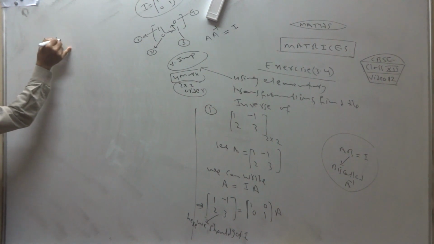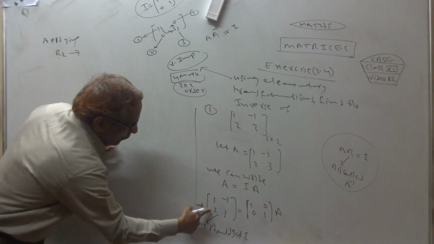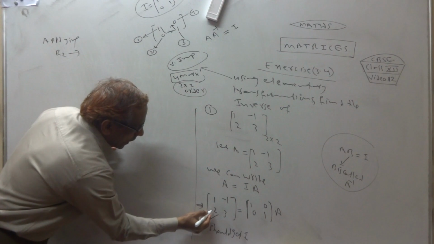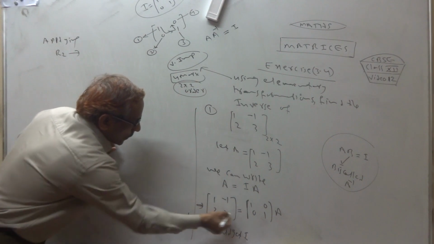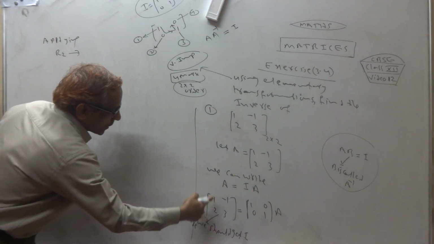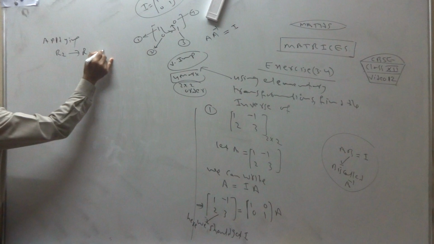We apply this. Because I have to get 0 here. How do I get 0 here? I have to change row 2. So what operation do we take? Row 2 gives row 2 minus 2 R1.